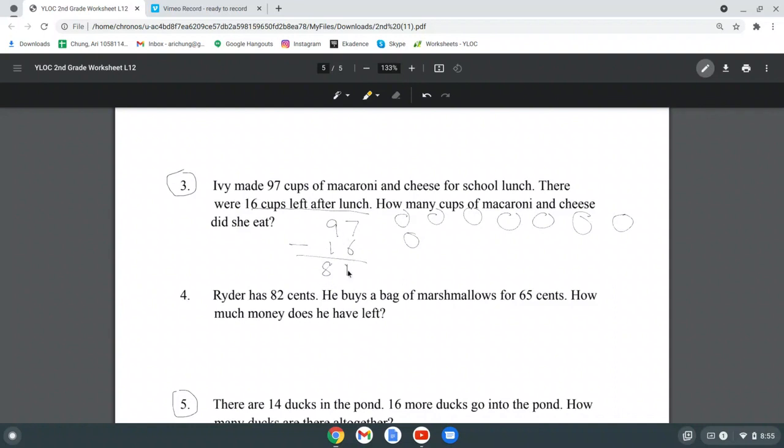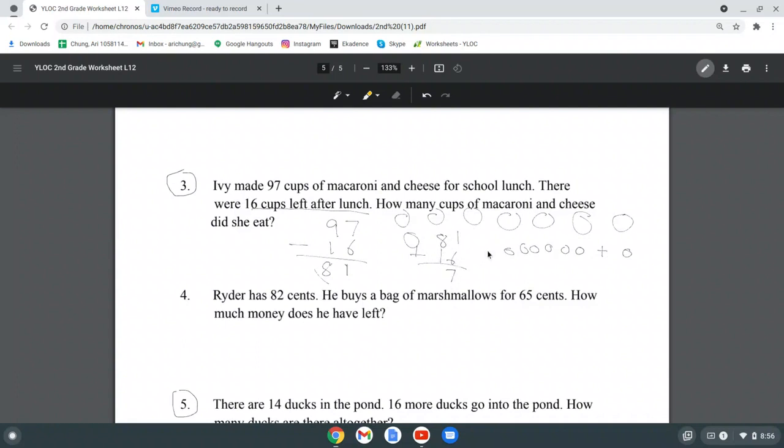And before we can write that is the number of cups of macaroni and cheese she ate, we can check our work, and we can add 81 plus 16 and see if we get 97, which is the number of cups of macaroni and cheese Ivy made. So here we have 81 plus 16. 6 plus 1, if we draw this out, 1, 2, 3, 4, 5, 6, and we add 1, 1, 2, 3, 4, 5, 6, 7. So 6 plus 1 is 7.